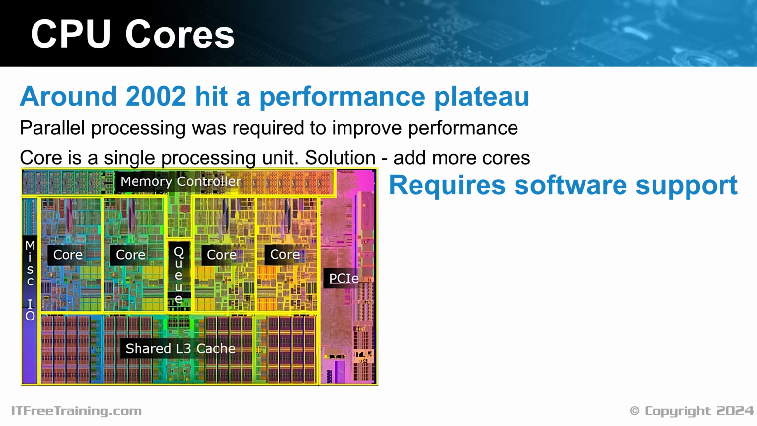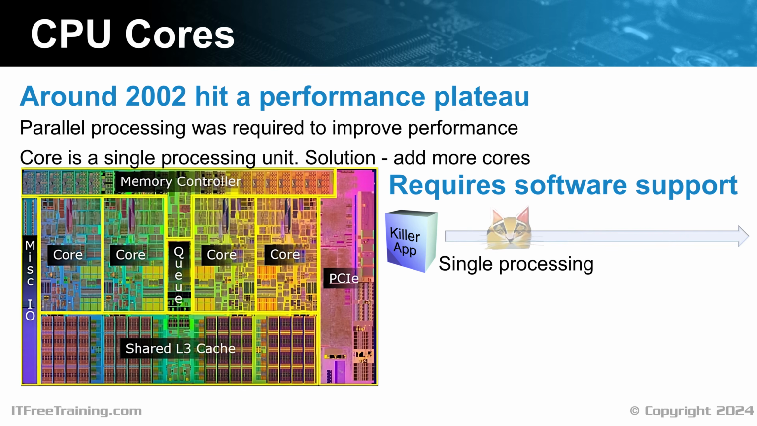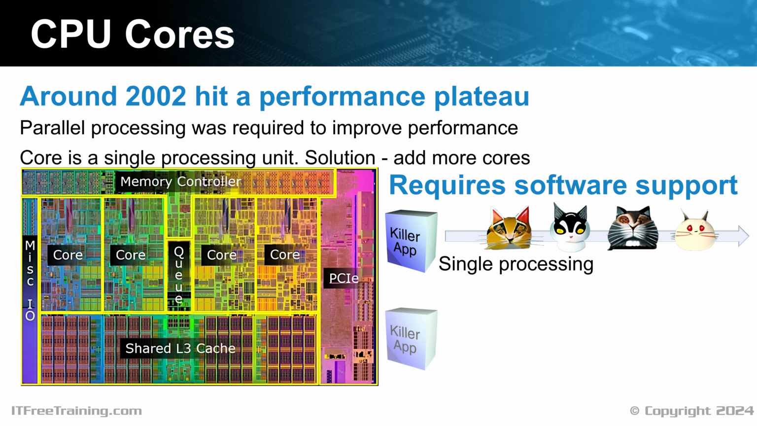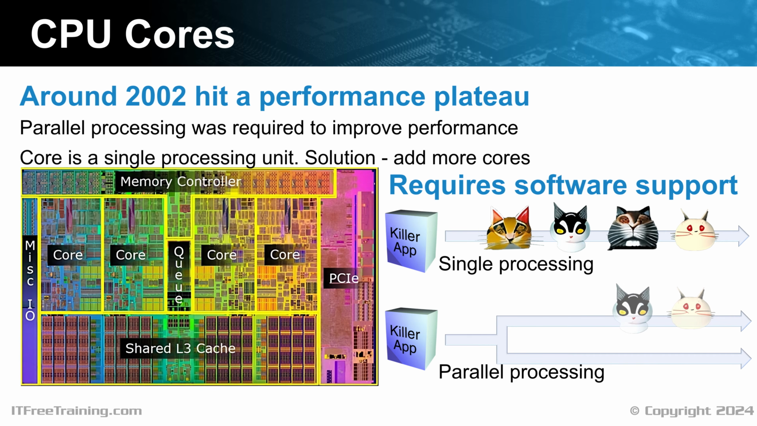To understand how this works, consider that you have an application running on the computer. This application has a number of tasks that it needs to complete. So, it does this in sequential order. In order to take advantage of parallel processing, the application is required to divide these tasks up and process them in parallel. This requires a number of things.